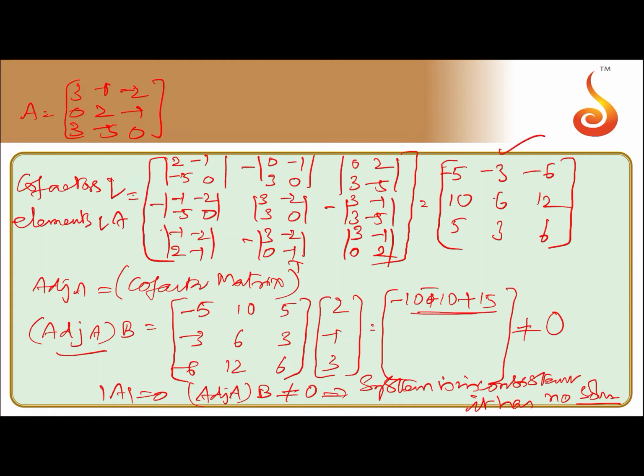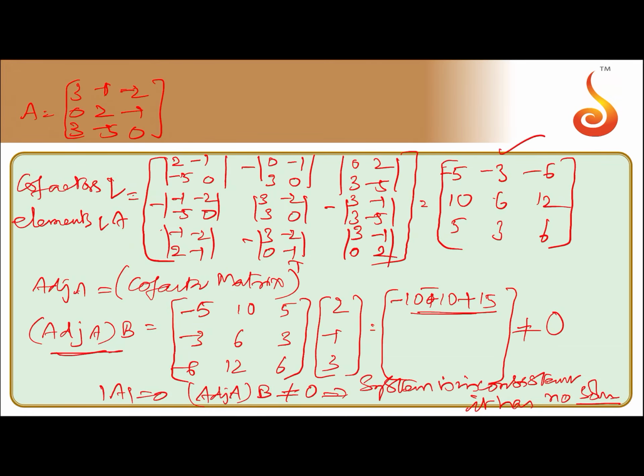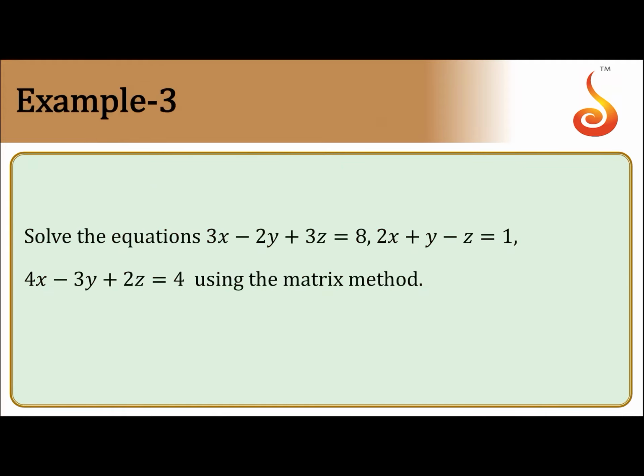Observe very carefully. Determinant of A is equal to 0, we got it. And adjoint A multiplied by B not equal to 0, so the system is inconsistent and has no solution. Right? That is the consistency, inconsistency of the system.